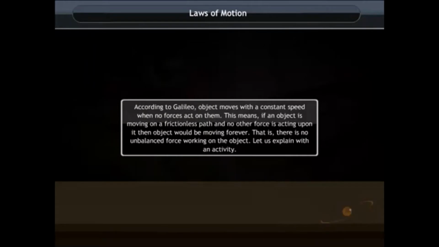According to Galileo, an object moves with a constant speed when no forces act on it. This means if an object is moving on a frictionless path and no other force is acting upon it, then the object would be moving forever. That is, there is no unbalanced force working on the object. Let us explain with the help of an activity.